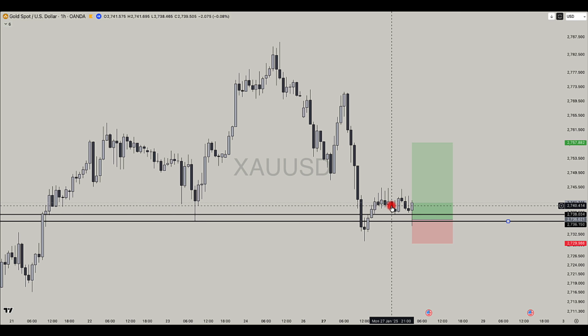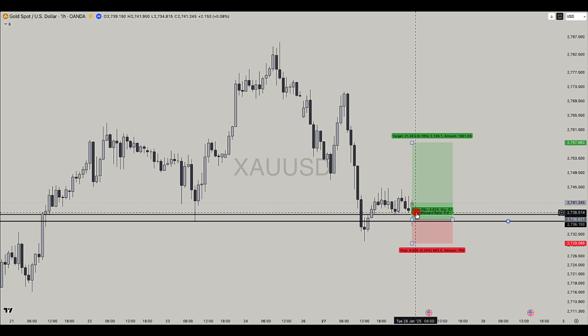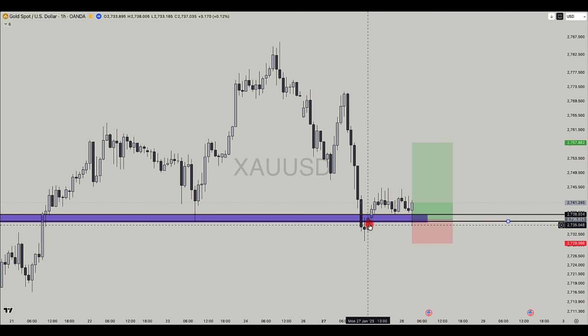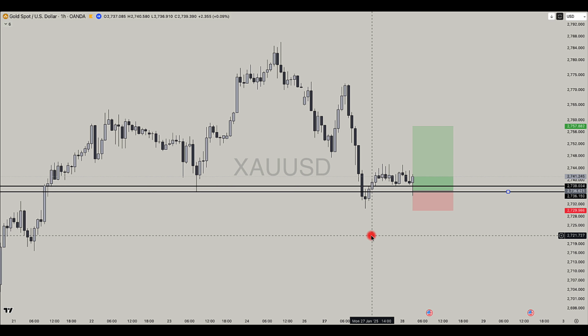I marked up this first line because price is bouncing off but respecting this level, but I also made the second line to represent how far price went from this wick, and you'll notice how that aligns up perfectly around the area of our point of interest. Now, is this enough to confirm that this is a valid support zone? Yes.